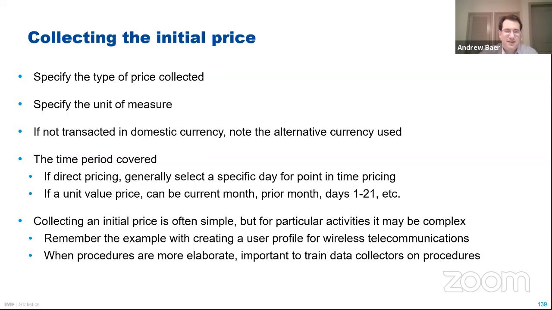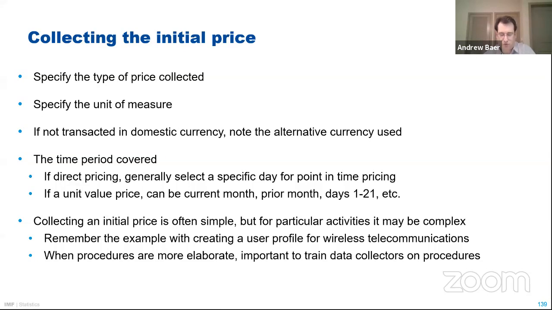All right, collecting the initial price. We need to specify the type of price collected. Is it a unit value? Is it a direct price of repeated services? Is it a model price? We need to specify the unit of measure.